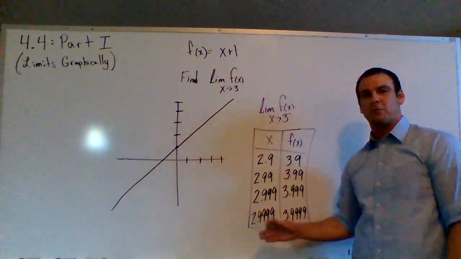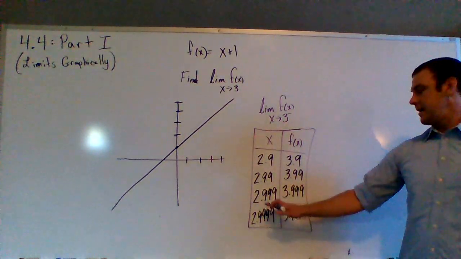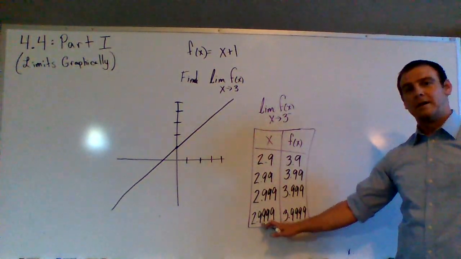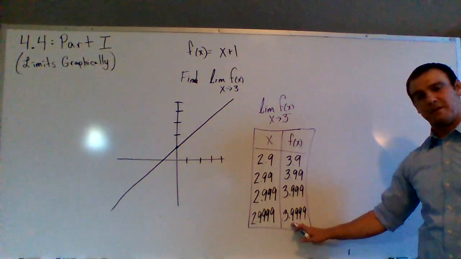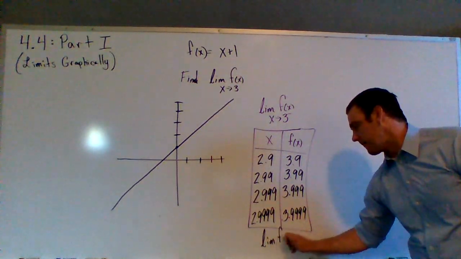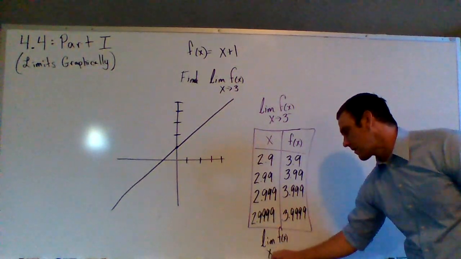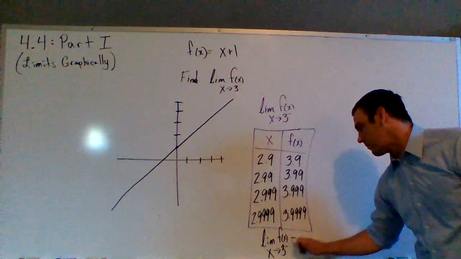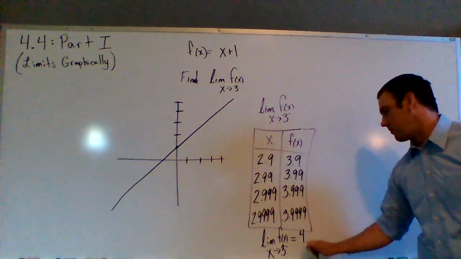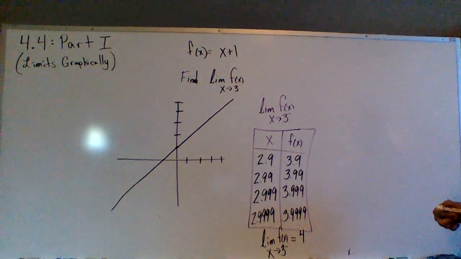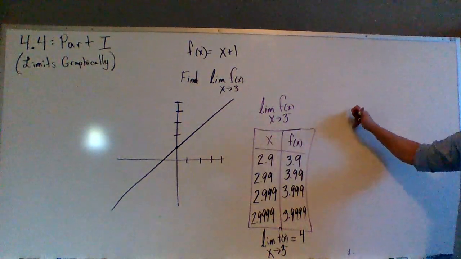Alright, so guys, what I'm getting out of this is basically as x is approaching 3 from the left side, isn't my y value getting really, really close to 4? So the limit of f of x as x approaches 3 from the left is going to equal 4. Okay? Let's do the same thing from the right side.